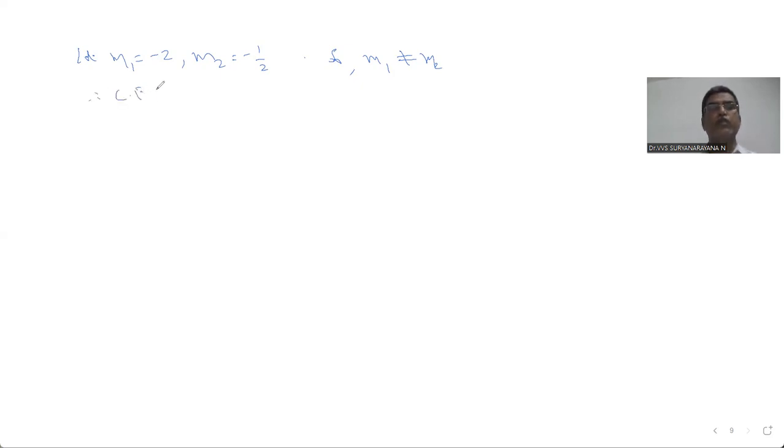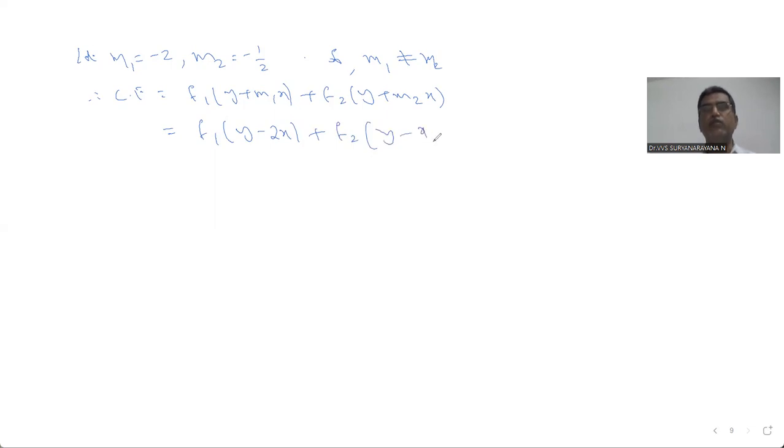Therefore, complementary function as per the procedure is, corresponding to the first root, some function f1 of y plus m1 x, and corresponding to the second root m2, some function f2 of y plus m2 x. Okay. So in this problem, what is m1? Minus 2. So some function of y minus 2x plus another function of y minus half x. So y minus x by 2. So this is the complementary function. This is step number 1.